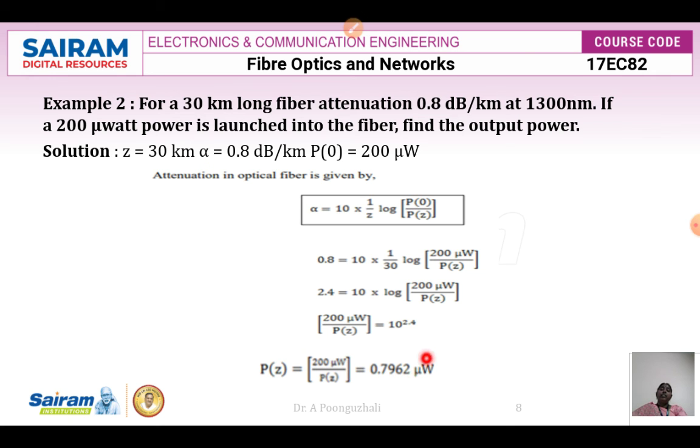So we can see that the launched power is 200 microwatts, but the received optical power is 0.7962 microwatts, which is less because of the attenuation loss.